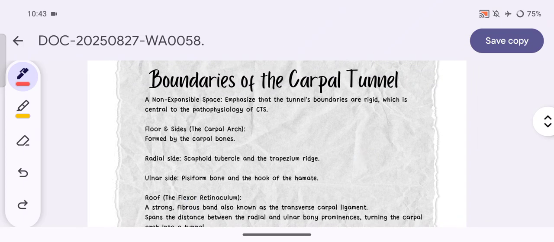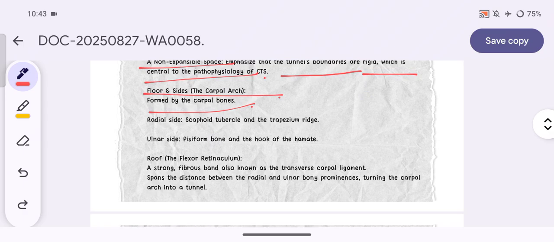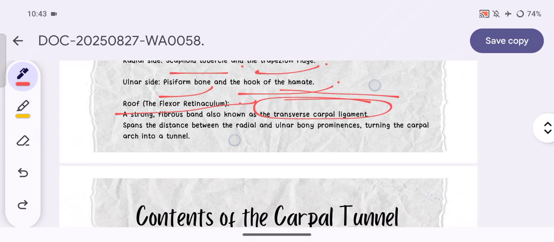So if we summarize, first of all, a non-expansible space, which emphasizes that the tunnel boundaries are rigid, which is central to the pathophysiology of carpal tunnel syndrome. Now floor and sides are formed by the carpal bones. Radial side, scaphoid tubercle and trapezium ridge, and ulnar side, pisiform bone and the hook of the hamate. And the roof, the flexor retinaculum, also known as transverse carpal ligament, spans the distance between the radial and ulnar bony prominences, turning the carpal arch into a tunnel.